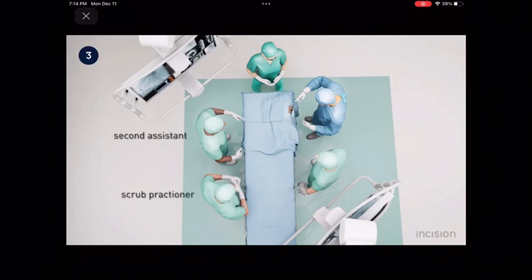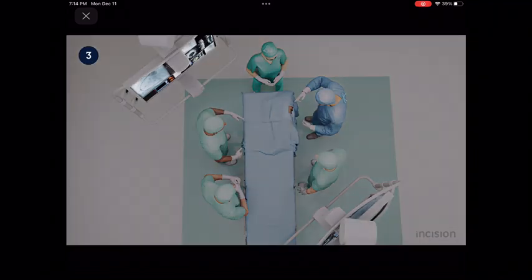The second assistant and scrub practitioner stand at the right of the table. Monitors are placed at opposite sides, so the monitor for the surgeon and the first assistant is on the right of the table, and the monitor for the second assistant and scrub practitioner is at the left.